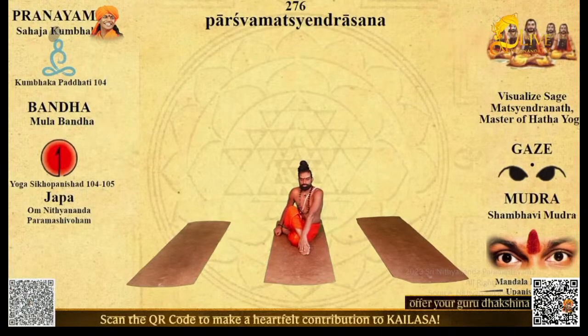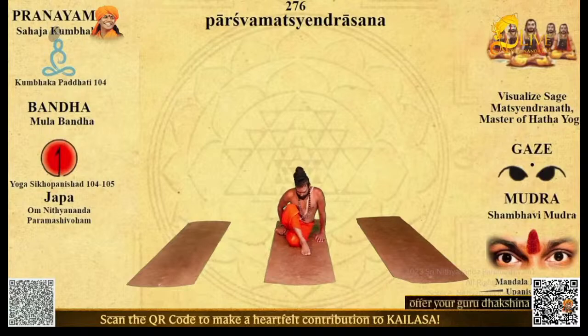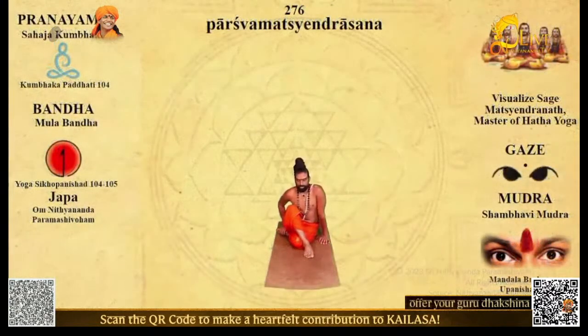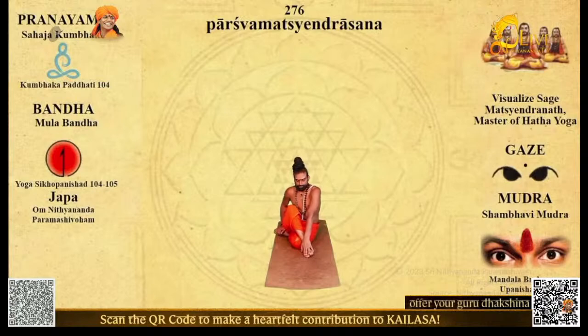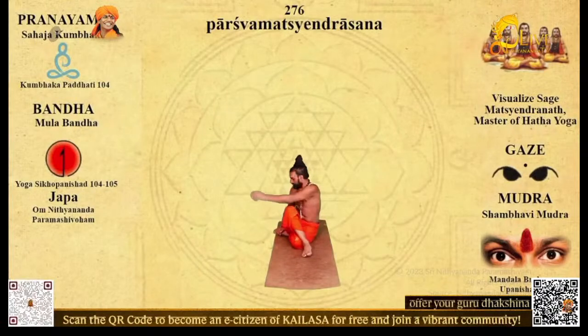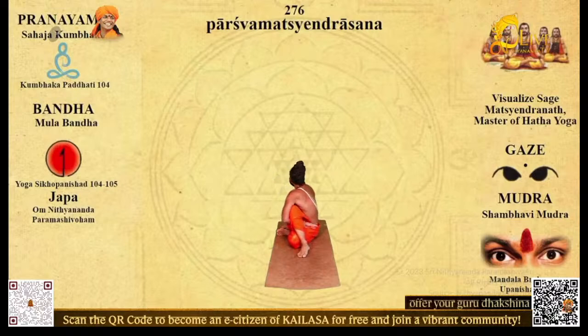Next up is Parshvamatsendrasana on the other side. Now bring the left foot to the right hip, right foot over top of the left knee. Twist your elbow around the knee. Hold your fingers behind your back as you visualize Sage Matsyendranatha.